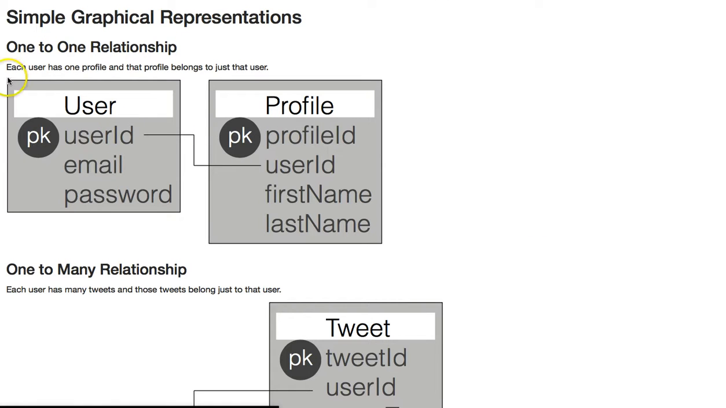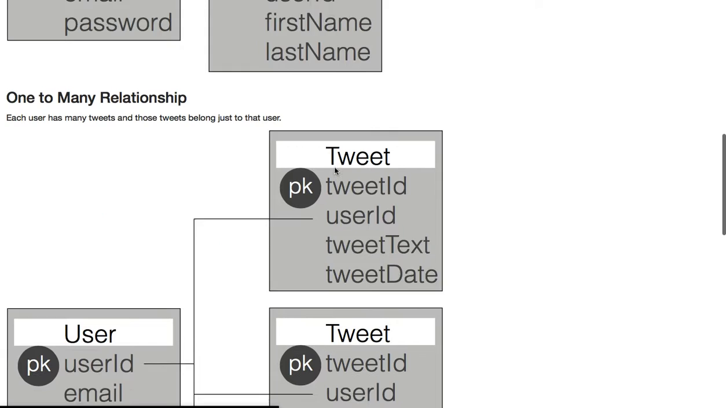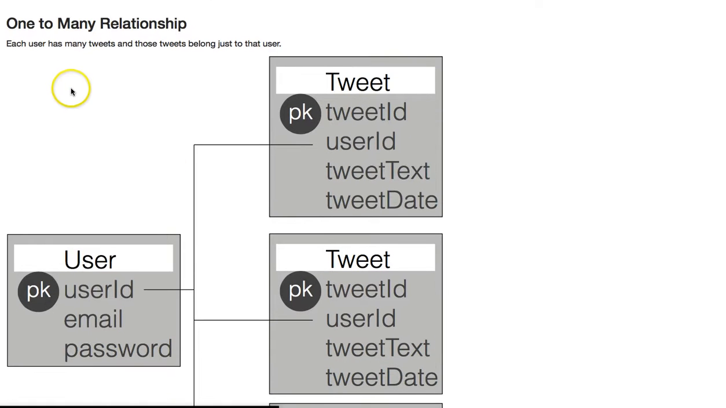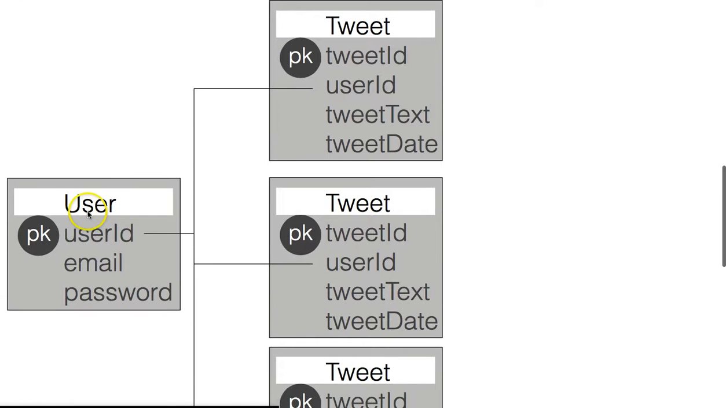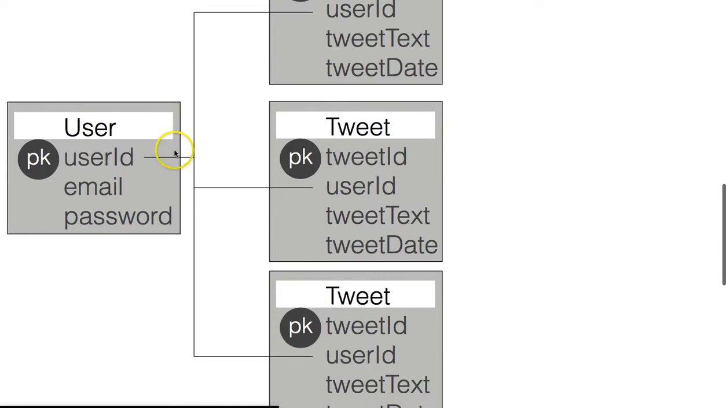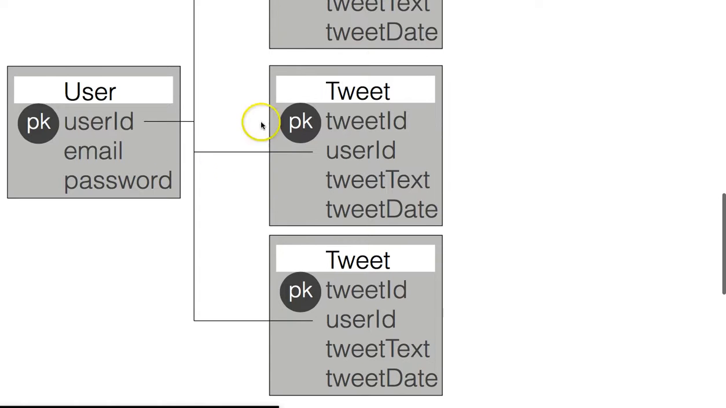So let's go through some graphical representations so you get a better sense of how this works. One-to-one relationship is the most simple. Each user has one profile, and that profile belongs to one user. The primary key, PK, of user ID connects as a foreign key to the user ID. A one-to-many relationship, each user has many tweets, and those tweets belong just to that user. You again have the user with the user ID, and then the tweets each have a user ID in them, which is the foreign key, and then the primary key is the tweet ID. And you can see that one user can have many tweets.